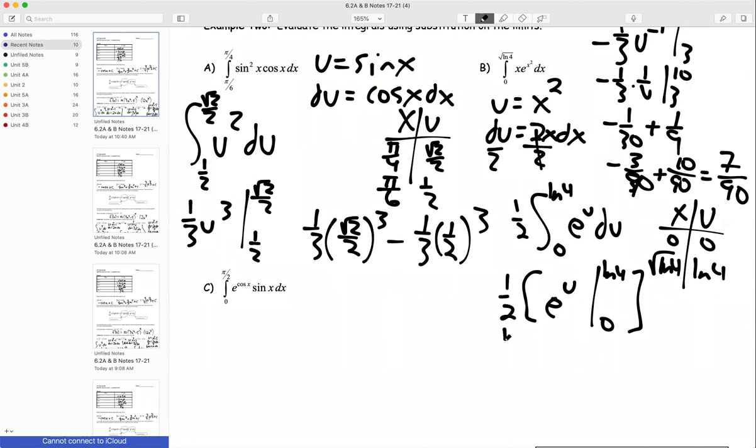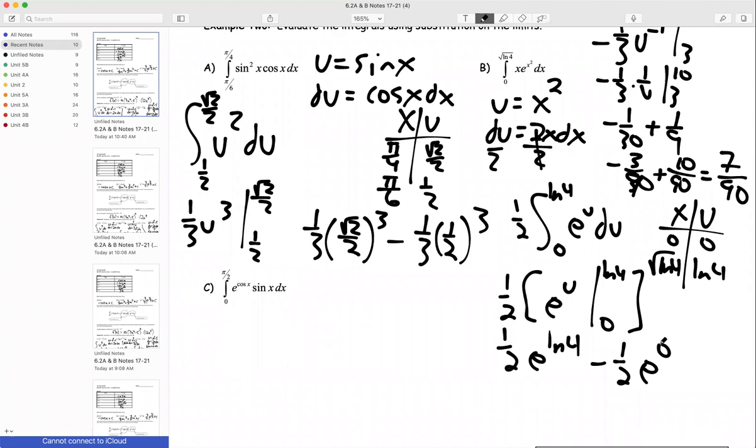And now I'm going to plug in my bounds. You've got to plug in the bounds to get credit. And that's going to be 1/2 e raised to the natural log of 4 minus 1/2 e to the 0. And this is a question that would probably be on a multiple choice, because this will simplify to a single number.